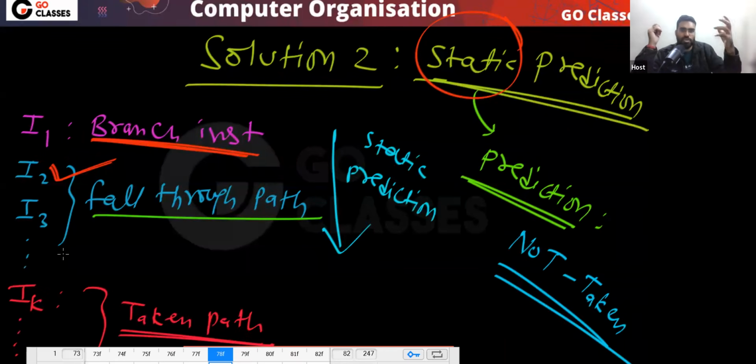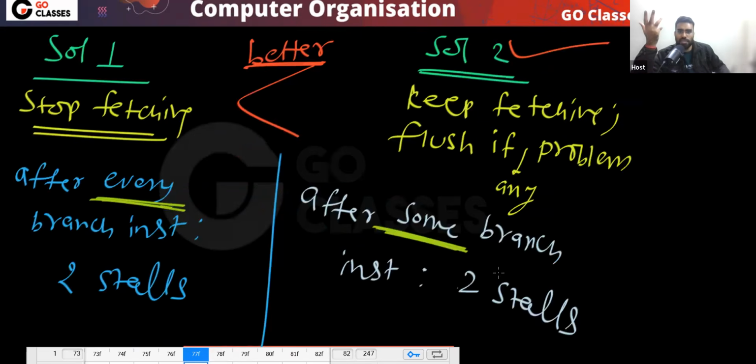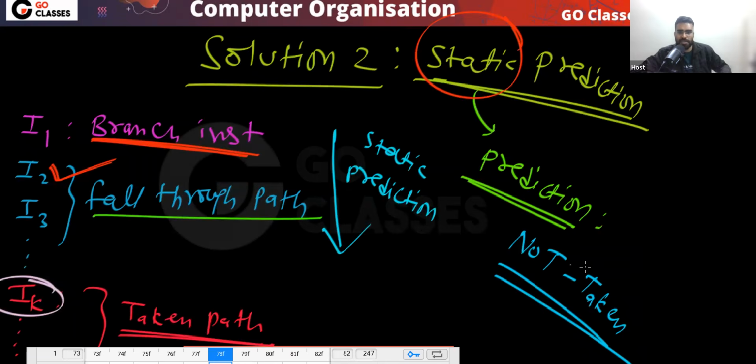And if your prediction is wrong, then what will you do? This is your static prediction, that branch will not be taken. If this prediction is wrong, in the execute stage, you find out you should go to IK. Then what will you do? Then you will flush. Yes or no? If any problem, then flush. So this is your static prediction, not taken.